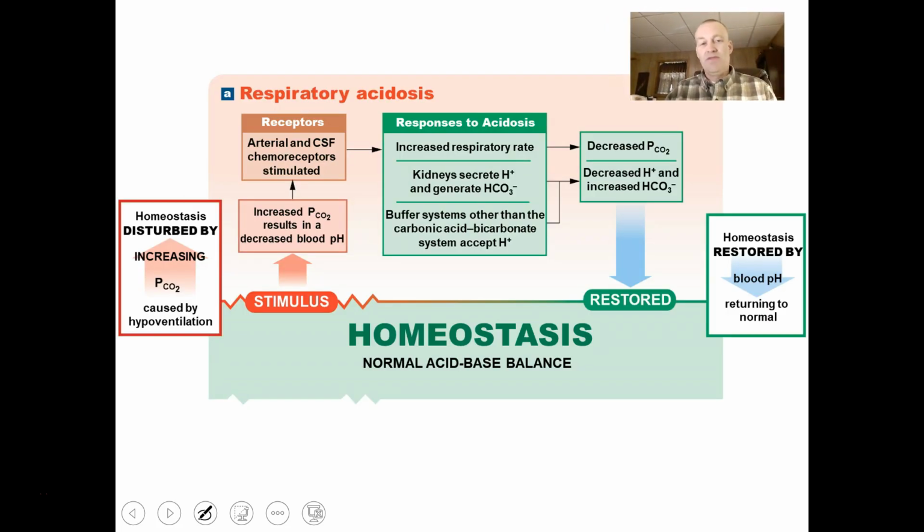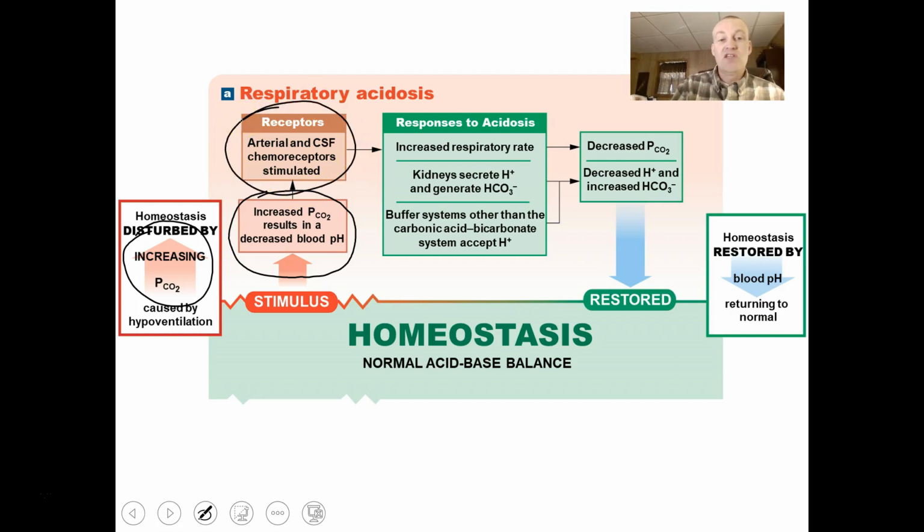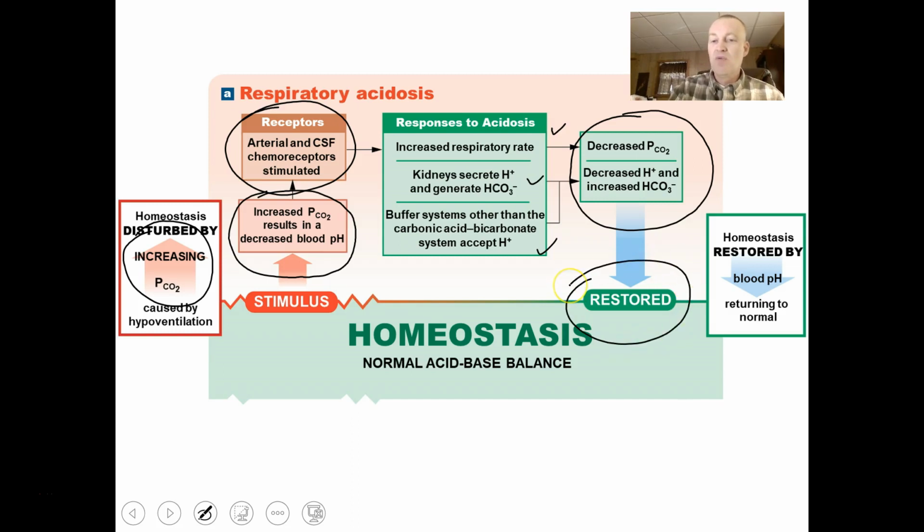And I just have a couple of graphics here just to reiterate some of the things. If we have an increase in carbon dioxide, this is going to result in an increase in the partial pressure of carbon dioxide in our bloodstream, which will decrease the pH of the blood. We have receptors that can sense that. Those receptors will increase respiratory rate. They will increase the secretion of hydrogen ions and the generation of bicarbonate ions, and other buffering systems will aid in helping to reestablish the pH again. So all of these things will decrease blood carbon dioxide levels, or partial pressure of carbon dioxide, decrease hydrogen ions and increase bicarbonate ions, and we'll have a restoration of that. So that's what happens during respiratory acidosis.